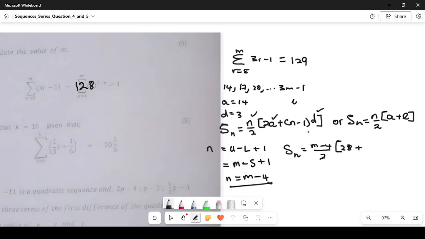So our n, it's m minus 4. I will therefore have m minus 5, since I've got a minus 1 there. And then all of that multiplied by my common difference, which is 3. Now let me simplify inside my brackets. I will have a 3m and minus 15. So 28 minus 15, that's a positive 13.